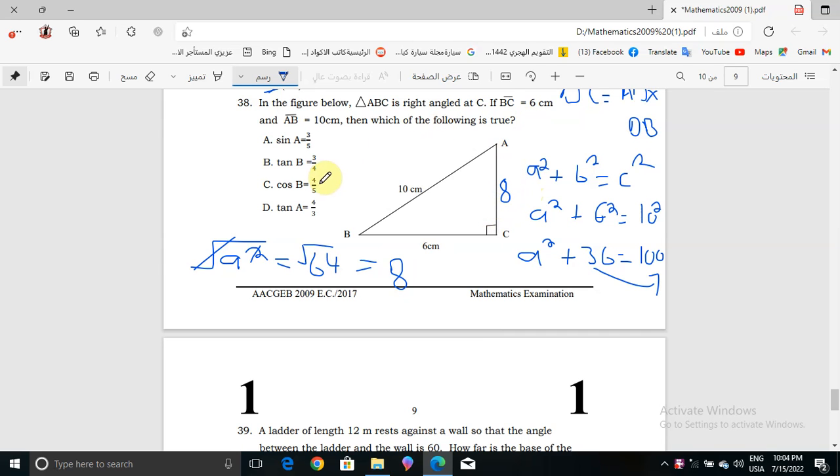Okay, now the correct one, which is true, will be sin A is equal to 3 over 5. Sin means opposite over hypotenuse, opposite is 6 cm over hypotenuse which is 10 cm. Then 6 over 10, divide by 2, it will be 3, and by 2 here it will be 5. So 3 over 5 is the correct answer. That means choice A is the correct one.